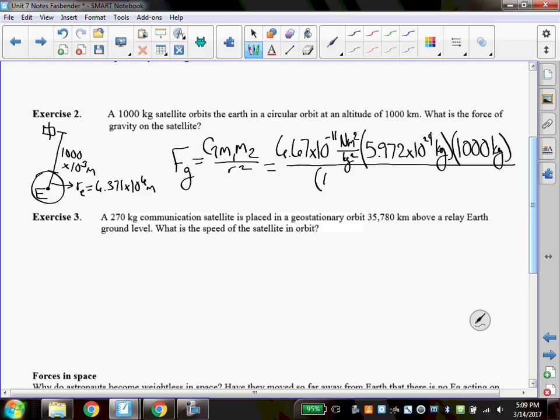So we're going to take that 6.371 times 10 to the 6th meters, and we need to add to it that altitude, 1,000 times 10 to the 3rd meters. And don't forget to square it. It's a whole lot of exponents, and you're going to have to be very aware of what you're typing into your calculator. Make sure you use parentheses effectively because we need to use the correct order of operations in order to get the correct answer of 7,331 newtons as the force of gravity.